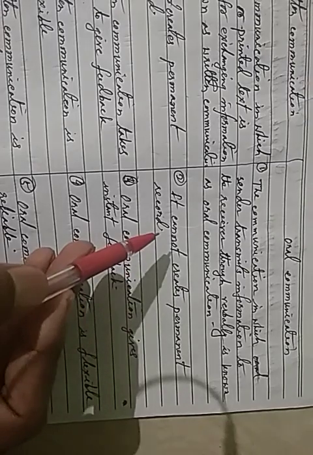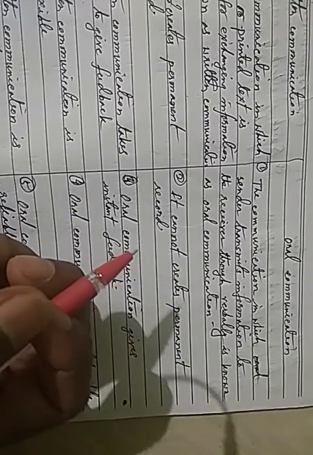But in oral communication, the receiver cannot create a permanent record of the information, and he cannot produce that information in future, because he has nothing to keep. So written communication creates a permanent record, but oral communication cannot.